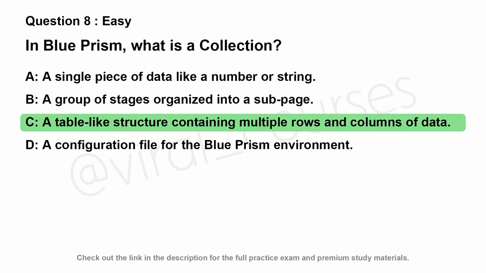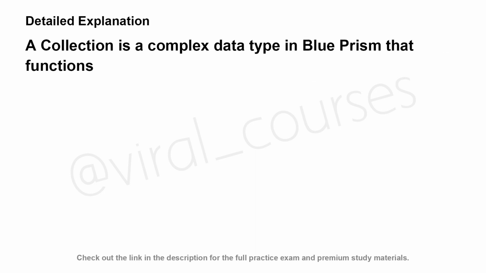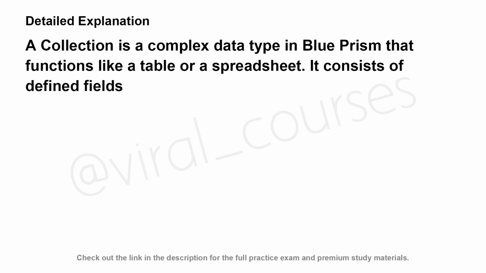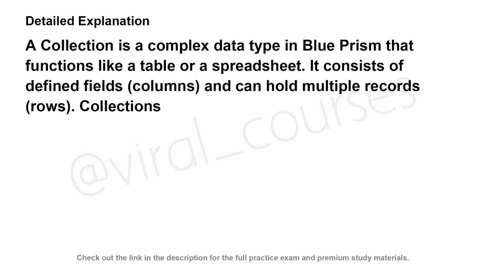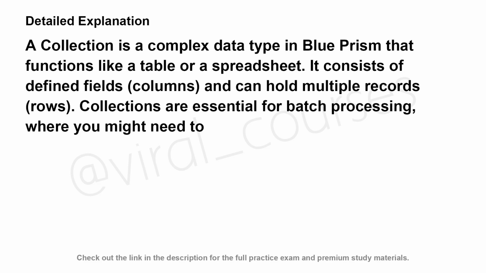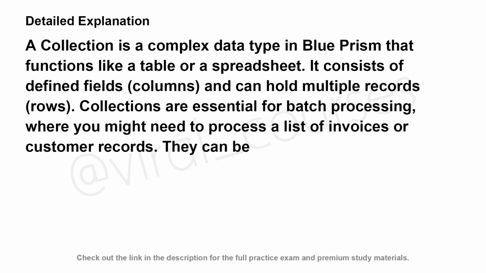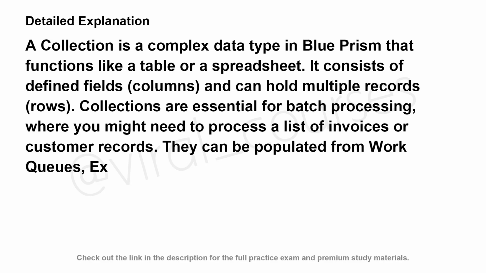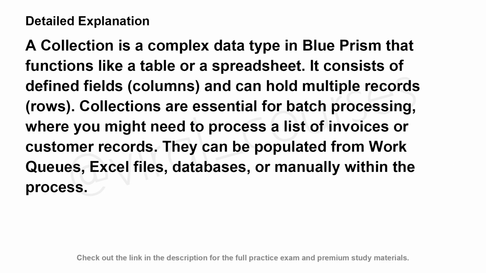The correct answer is C. A collection is a complex data type in Blue Prism that functions like a table or a spreadsheet. It consists of defined fields, columns, and can hold multiple records, rows. Collections are essential for batch processing, where you might need to process a list of invoices or customer records. They can be populated from work queues, Excel files, databases, or manually within the process.